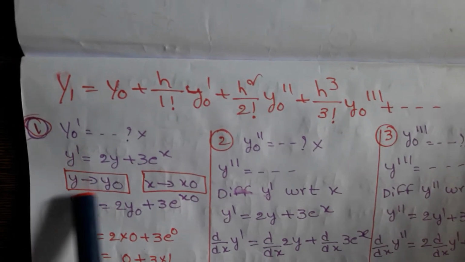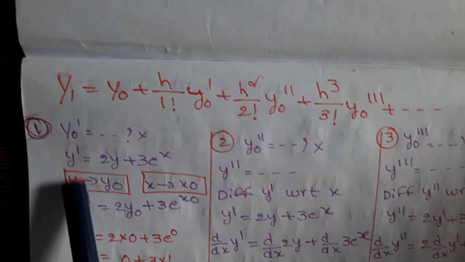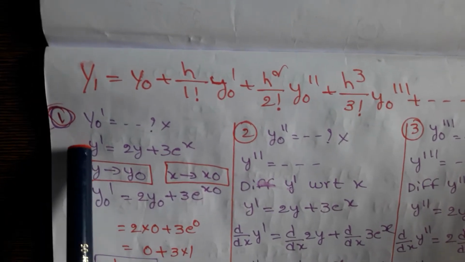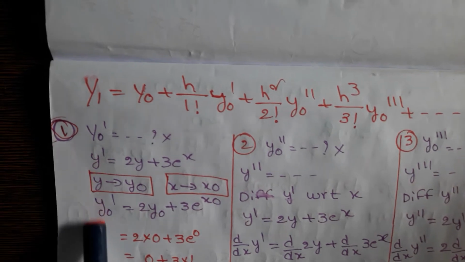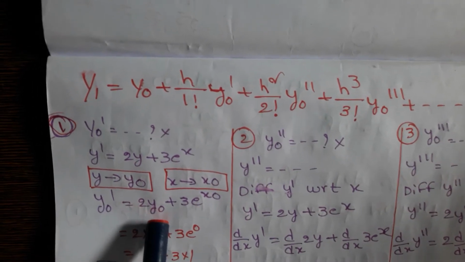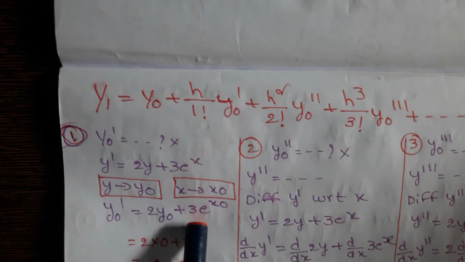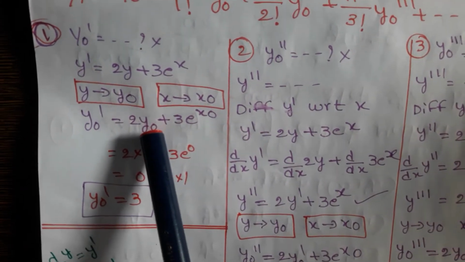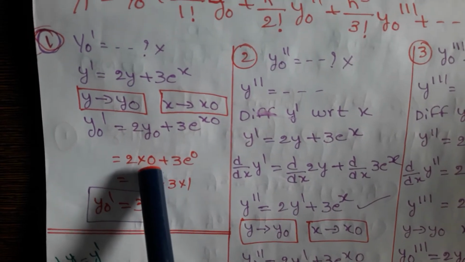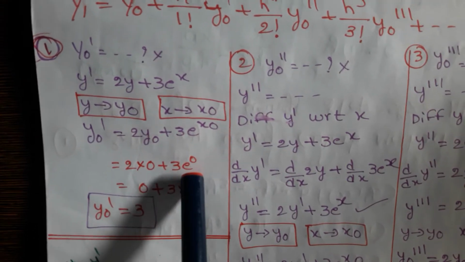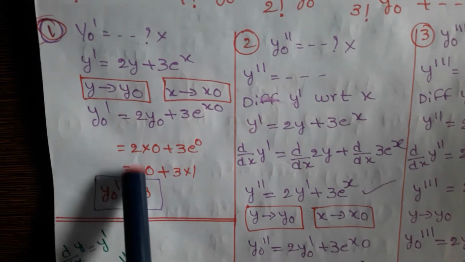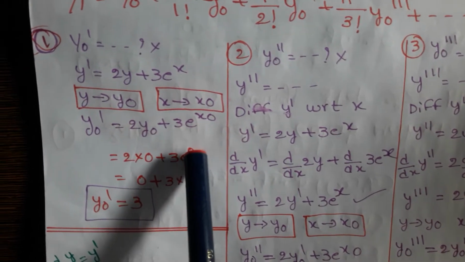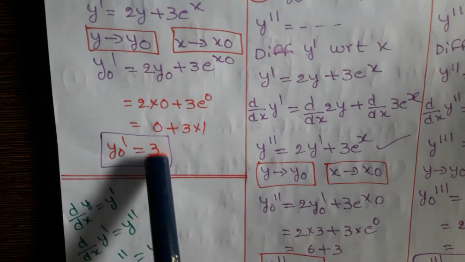In place of y, substitute y0. So just replace y with y0 and x with x0. So y dash becomes y0 dash, 2y becomes 2y0, and 3 into e power x becomes 3 into e power x0. Now substitute 0 in place of y0, because the y0 value is 0, and x0 is also 0. So 2 into y0 means 2 into 0, plus 3 into e power x0, which is 3 into e power 0. 2 zeros is 0, plus 3 into e power 0, which is 1, so 3 into 1 is 3. The y0 dash value is 3.